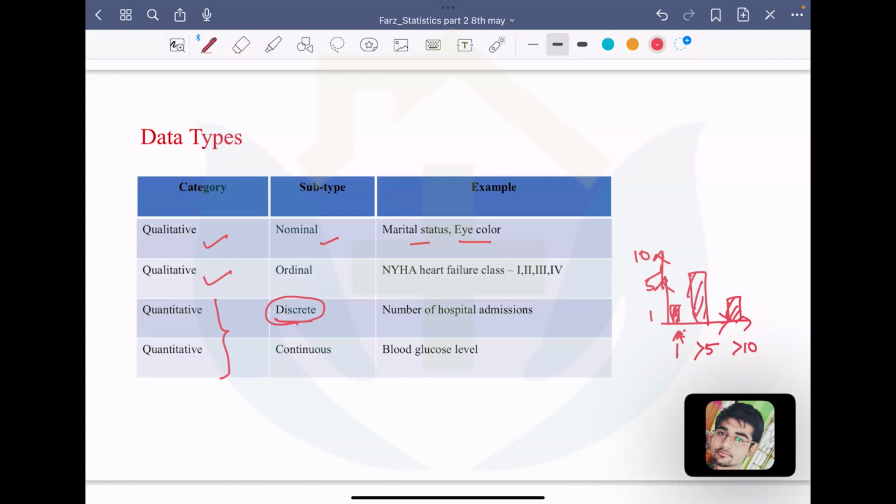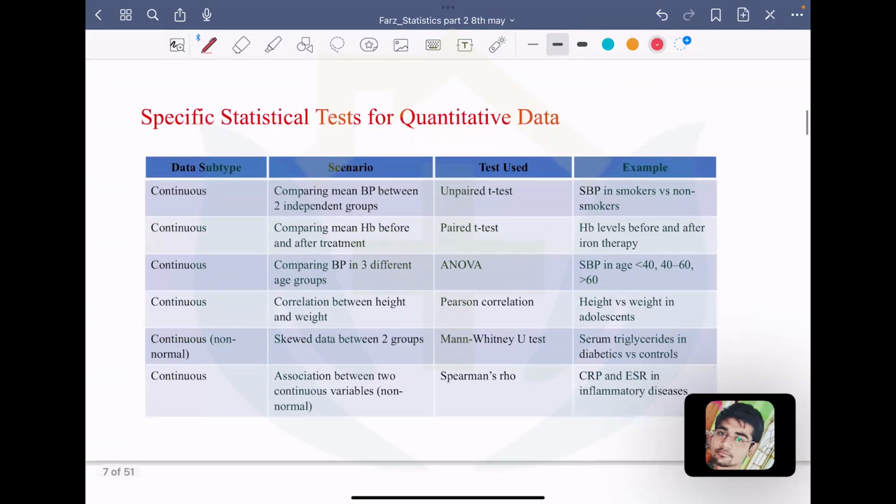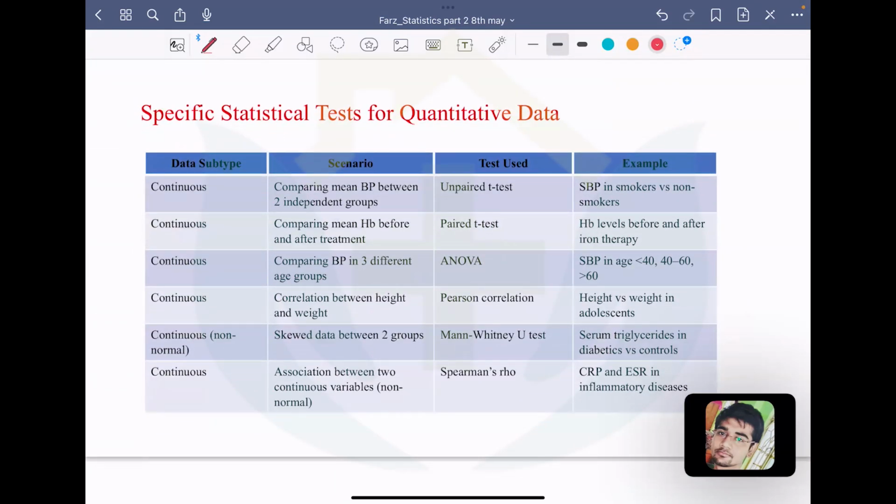Continuous data is, for example, blood glucose level. It can range over any value. It can be an integer or it can have decimal points as well. Mostly the discrete data are complete integers, like a count, and it cannot be in decimals. So going to the specific statistical tests, this table is very important. You will definitely get one or two questions on which test is used for particular data.